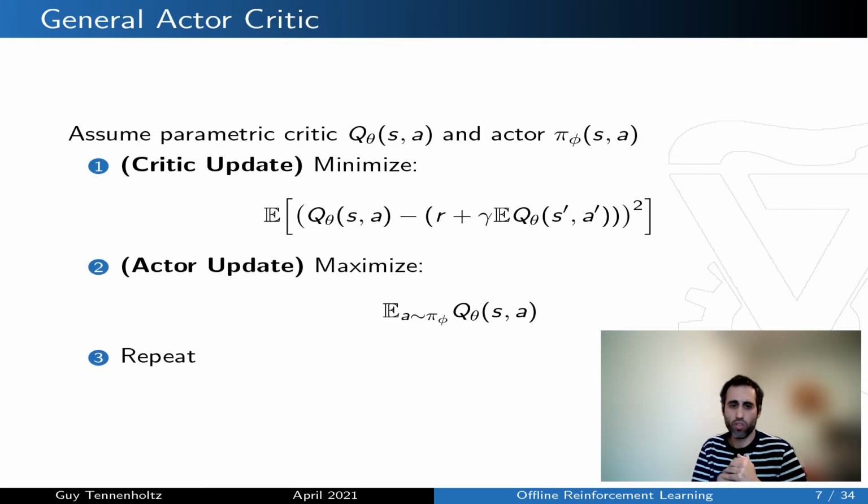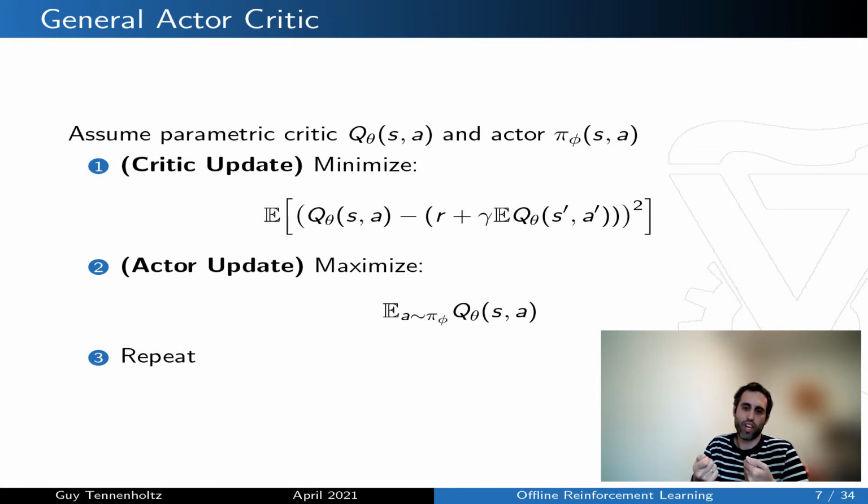So here's an example. This is a general actor-critic framework. We assume some parametric critic, Q of theta, and a parametric policy, also known as an actor, pi of phi. And these could be, for example, neural networks. And actor-critic works in two steps. First, given that we have some policy pi, we try to learn the Q function of this pi, and the way we do this is using the Bellman relation, right?